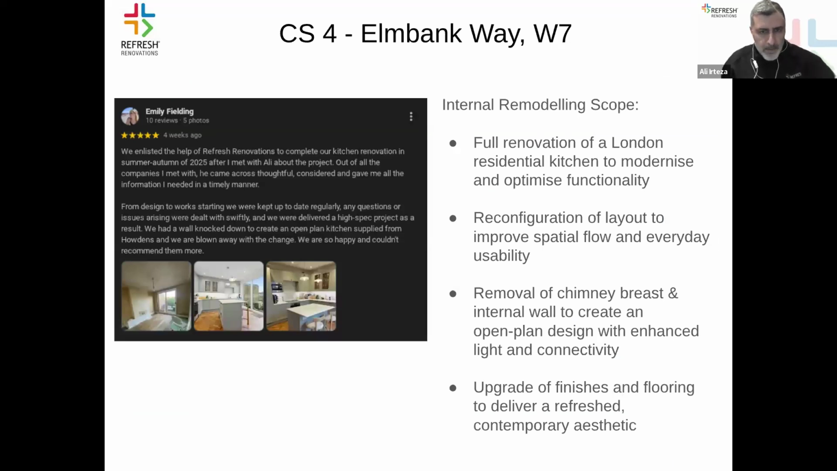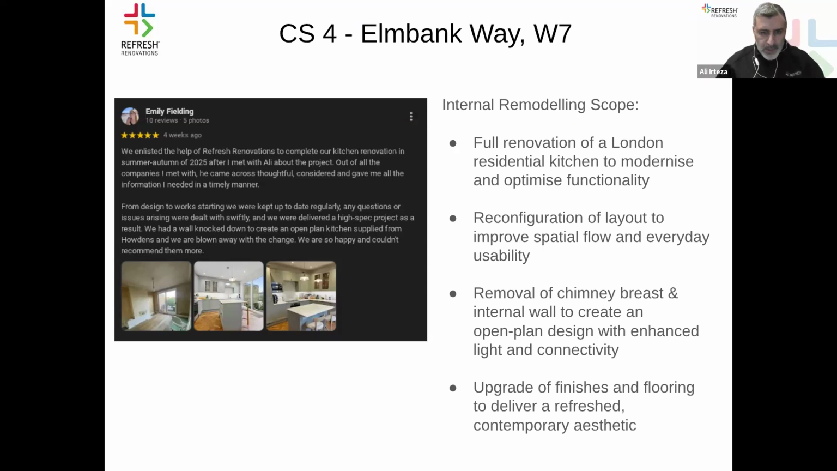Now, this is a kitchen renovation in Ealing, and the customer had an old type of galley kitchen and the dining room next to the kitchen. So they were looking to remove the wall between the kitchen and the dining room, and then renovate the entire ground floor. Also, the house had chimney breasts, which were taking up a lot of space. So the plan was to remove the chimney breast as well as the internal wall and then come up with a new plan.